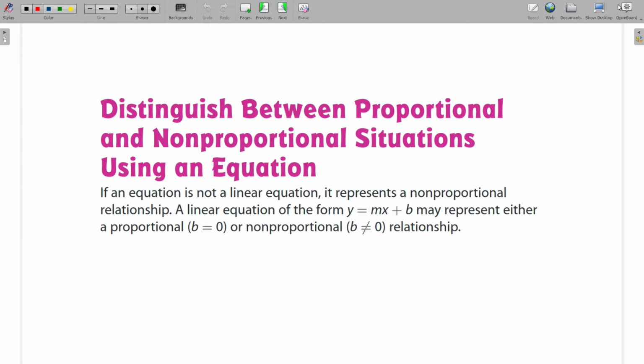So in essence, when we have something that is not a linear equation, it's absolutely going to be non-proportional. If we have a linear equation in the format of y equals mx plus b, which is our slope-intercept form, then it can be one of two things. It can be proportional if we have a b value that equals 0, where b is our y-intercept, or if that b value is not there at all in the equation. And it's non-proportional when we do have a b value and that b value is not equal to 0.